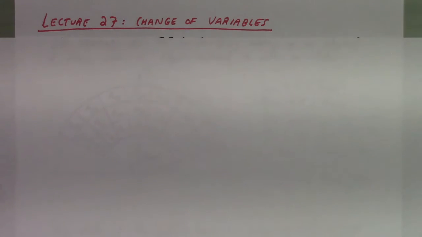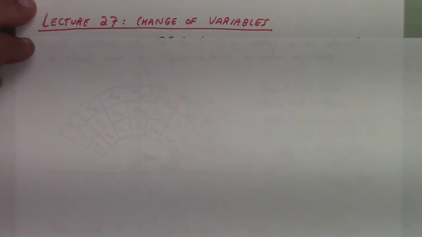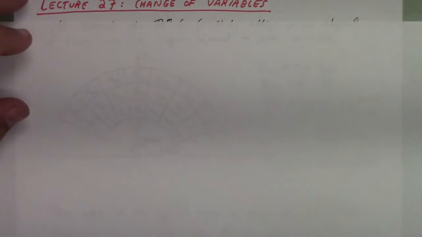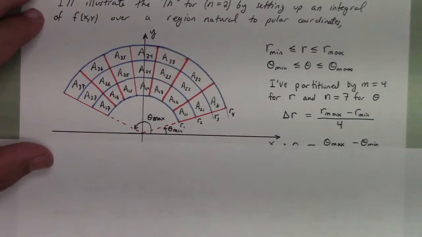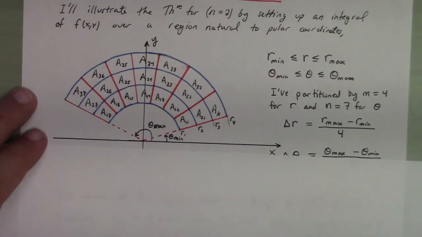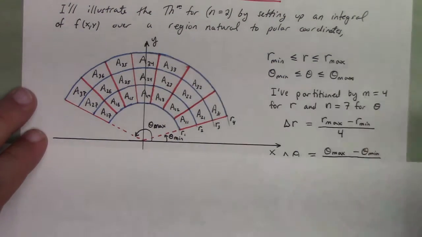Alright, so this is lecture 27, which is on the change of variables for multivariate integration theorem. And I'm actually going to start with kind of an abstract example, but let's just look at how it would go for 2 dimensions and a region which was natural to polar coordinates. In particular, I want to see how we could set up an integral of a function of 2 variables over this region, which I'll call R.